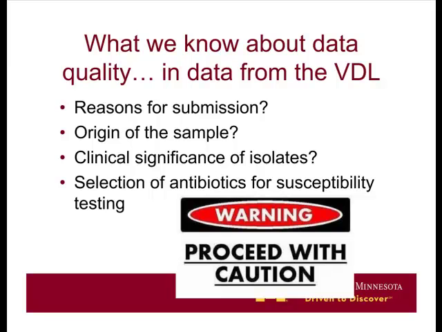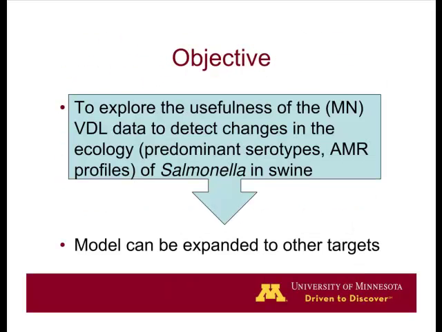And in addition, I'm going to be talking a little bit about antimicrobials, and we cannot extrapolate this data to the impact on food safety and on humans, because actually the panel of antibiotics that they use in NARMS is not the same that we typically get for food animal isolates. So the objective is to explore the usefulness of the VDL data, using just the Minnesota VDL data as an example, to detect changes in the ecology in terms of serotypes and AMR profiles of Salmonella in swine. And I promise I will be going back to the monophasic very shortly. And the point would be that we can expand this to other pathogens.